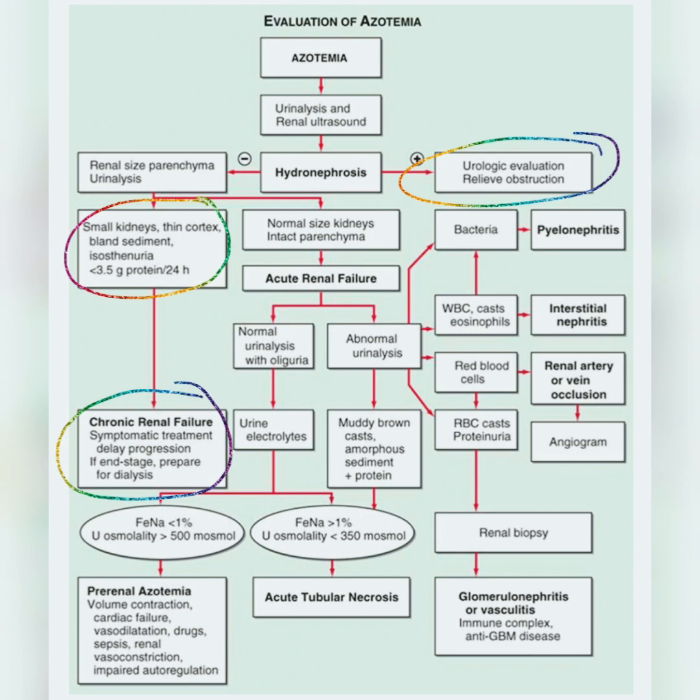Now, if in the scan the renal size and parenchyma are intact, if it's normal, then the diagnosis becomes acute renal failure. Now you have to rule out whether it's a pre-renal or renal cause. For that you have to see the urine analysis. If the urine analysis is normal, then what you do is urine electrolytes.